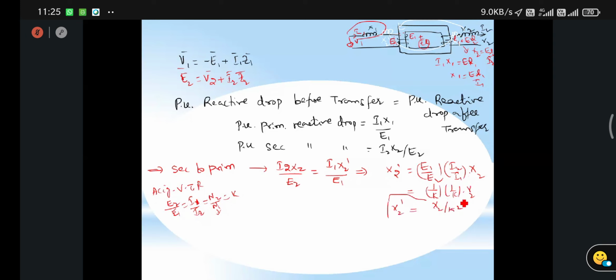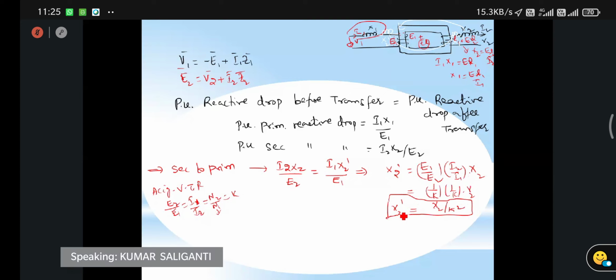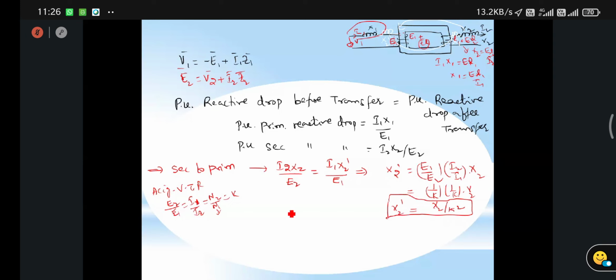This X2 dash is nothing but the equivalent leakage reactance referred to primary. That is the total equivalent leakage reactance referred to primary here. And what about primary to secondary?